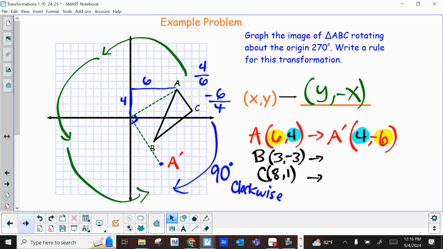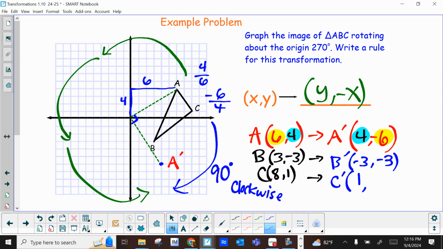So now let's use this rule to change these points so we can figure out where our new triangle is going to be. So we are going to switch them. So this Y switches to the front. Let's go ahead and take care of this one, C prime. This Y, which is a 1, switches to the front. Now the X, it switches, but we have to change the sign. This X is an 8. We don't want to keep it a +8. We want to change the sign. All right, so there's our new coordinates.